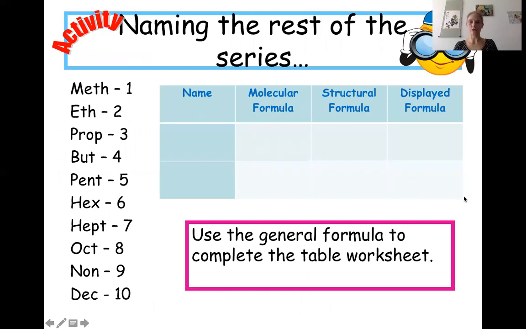So now is your chance. You can go and name the rest of the series. So you have a worksheet attached on your Firefly. And meth, eth, prop, but, pent, hex, hept, oct, non, dec tell you how many carbons you have. So if you have a molecule with 8 carbons, you would call it oct something. And you should now be able to fill in the molecular formula, the structural formula, displayed formula, and name the chemicals, because all of our alkanes are in the ane family, so they would all end in ane. So pause your video, go away, complete that sheet, upload it for me.